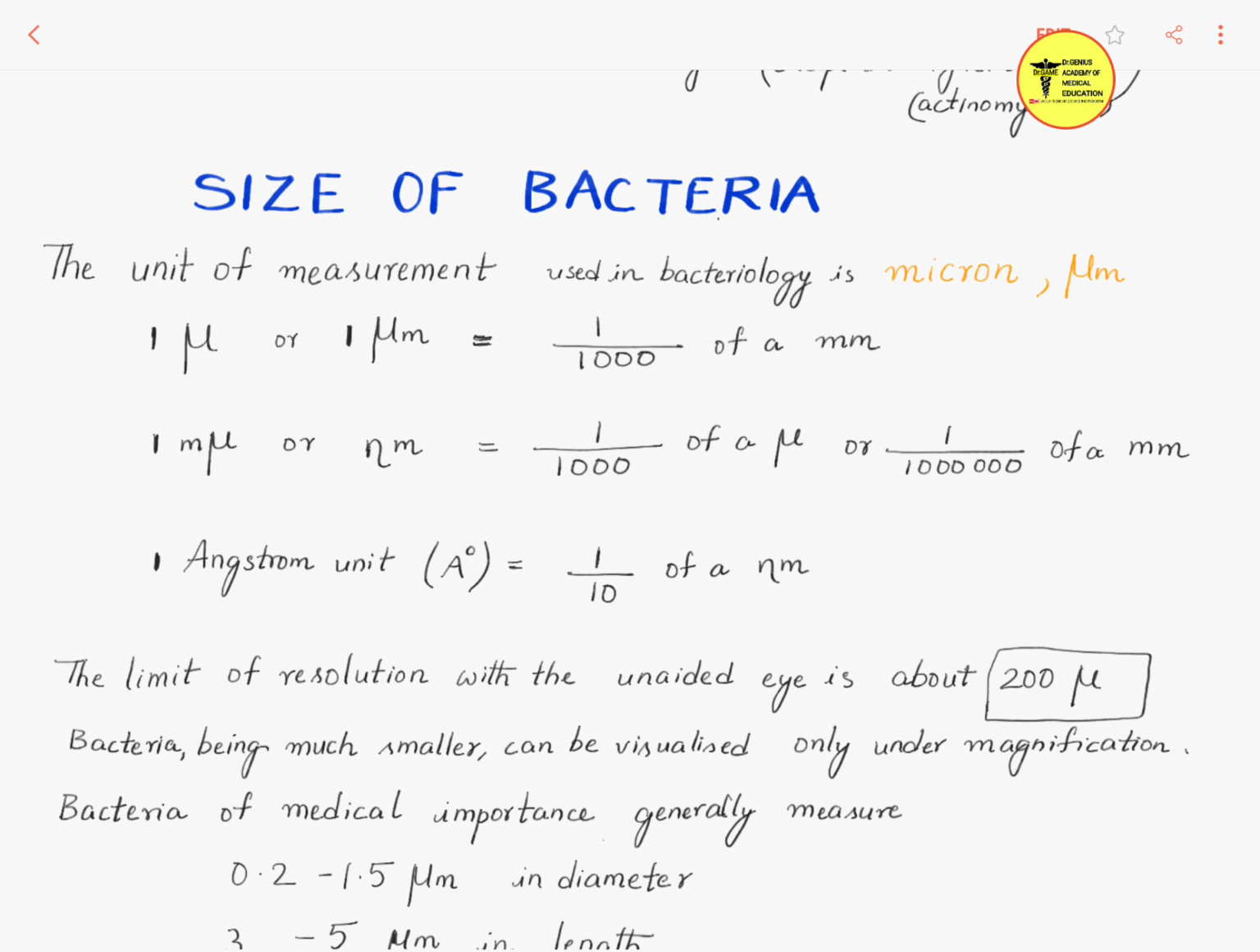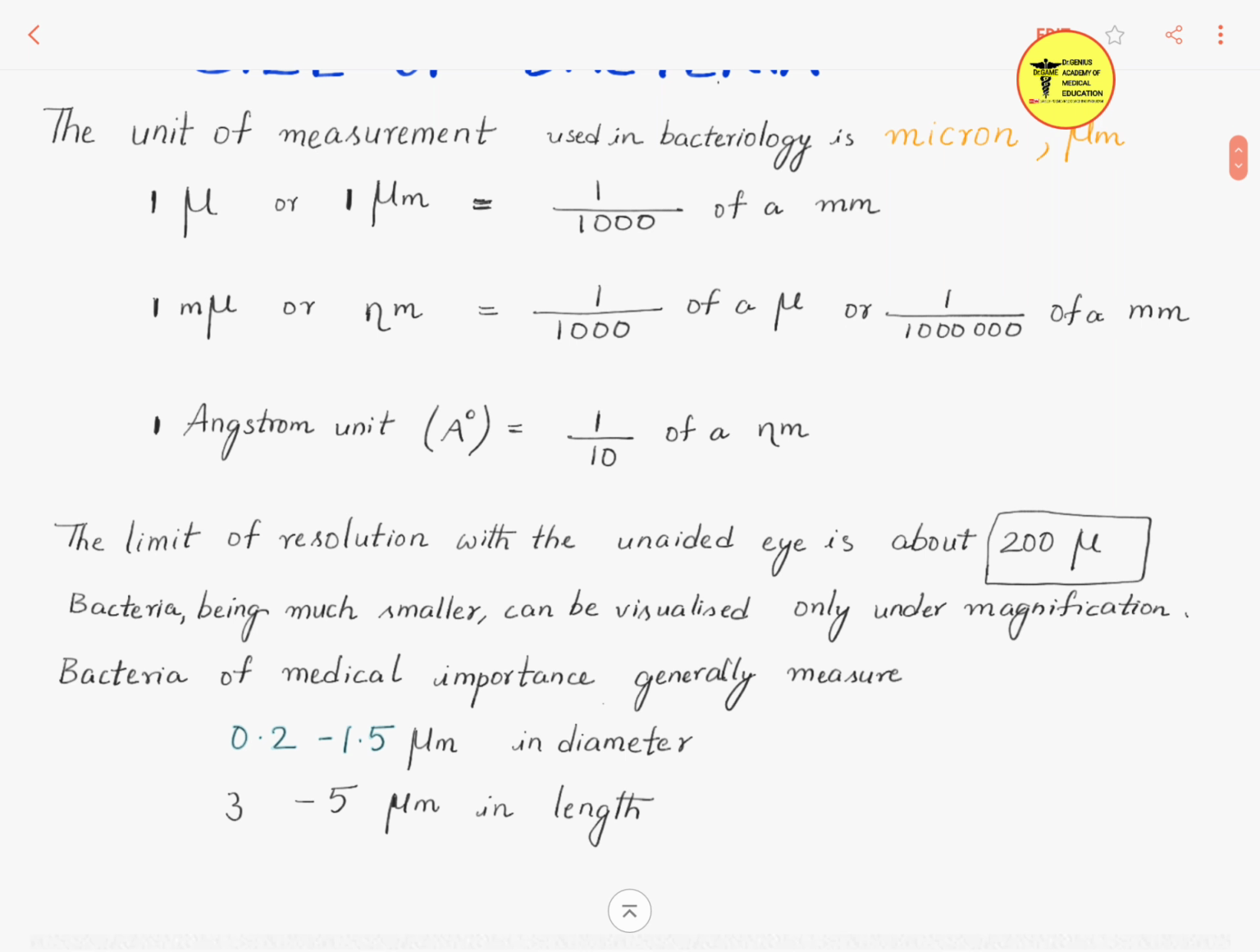The limit of resolution with the unaided eye is about 200 microns. Bacteria, being much smaller, can be visualized only under magnification. Bacteria of medical importance generally measure 0.2 to 1.5 micrometer in diameter and 3 to 5 micrometer in length.